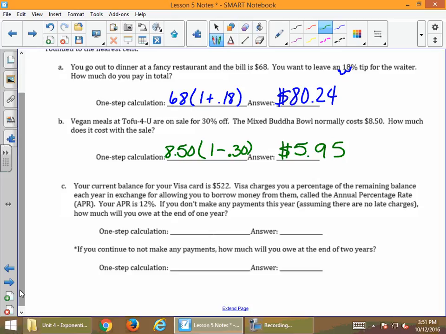Okay, so again, same thing. You take the starting amount, 522. They're adding on that percent. They're adding on the 12% to your total. So it would be 1 plus 0.12. And when you plug that in your calculator, you should get $584.64.